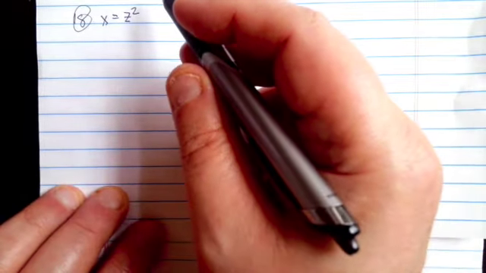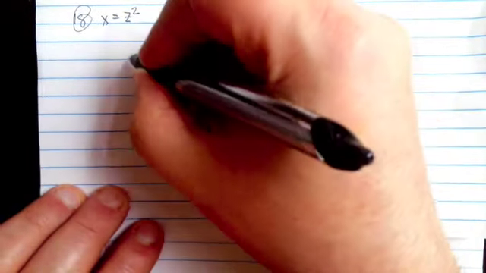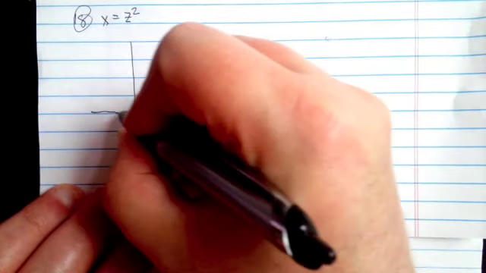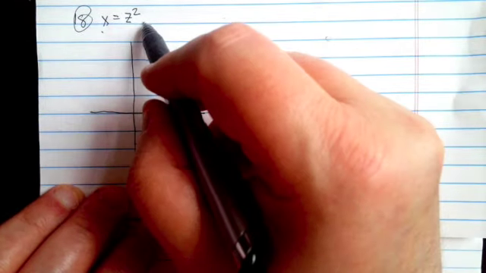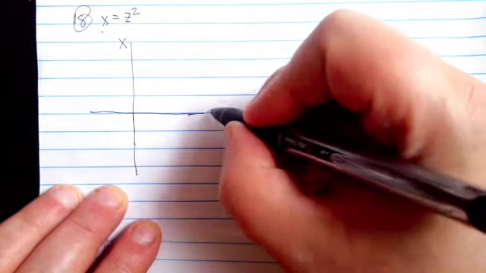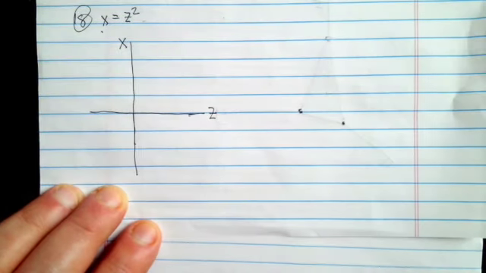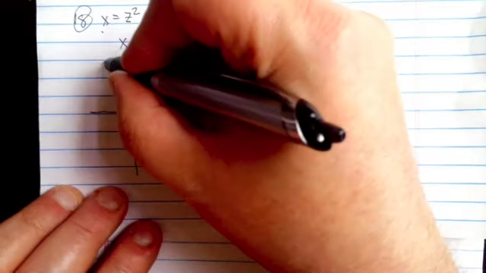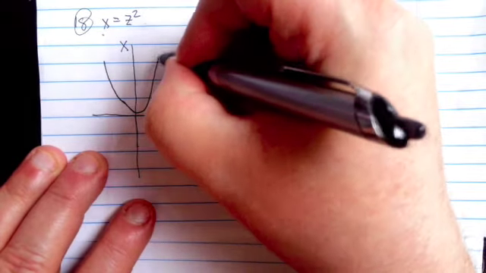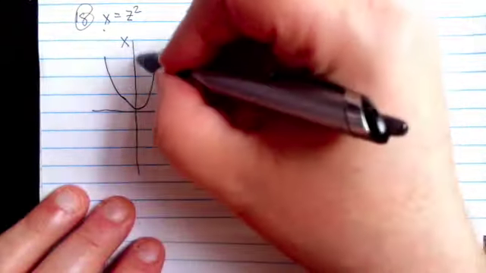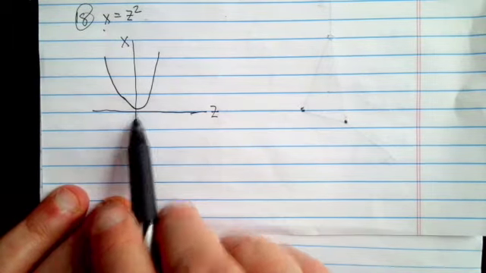Now we were supposed to sketch the cylinder x equals z squared in space. So here's what I'm going to do. I'm going to first sketch it in the plane with x and z as the axes. Now, since x is the dependent variable, it depends on z, I'm going to make that the vertical axis, and then I'm going to make z the independent variable, in this case, the horizontal axis. Now, I want to draw x equals z squared, so that's going to look kind of like that.